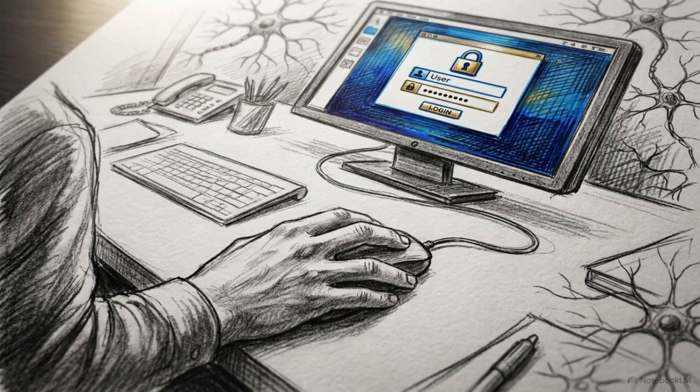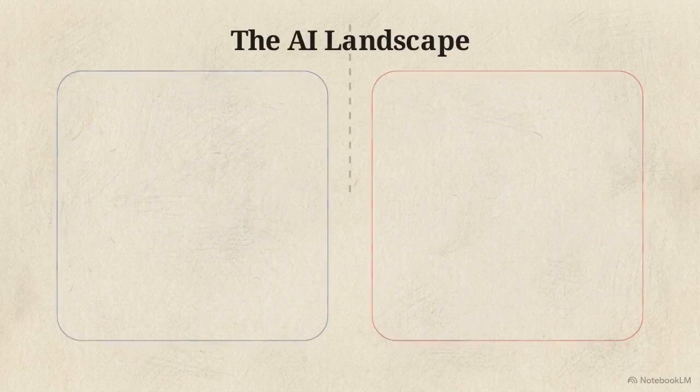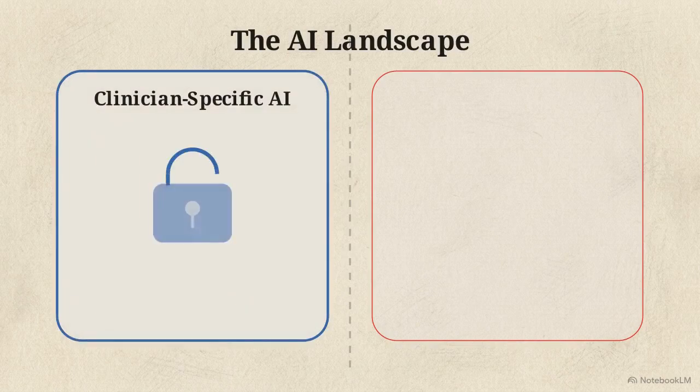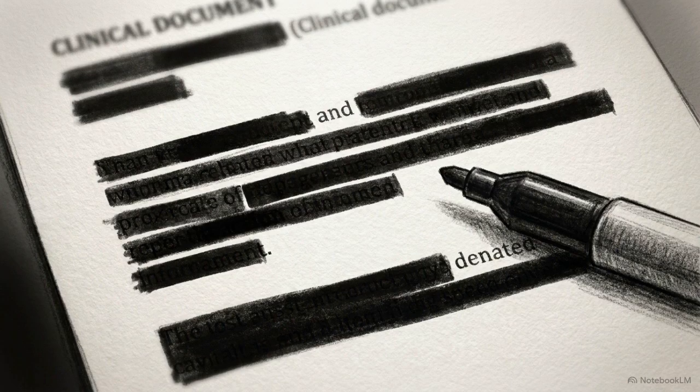Step 1 is checking your digital environment. Before typing anything, verify exactly what kind of AI platform you are looking at. Looking at this diagram, the landscape is split into two categories. On the left, clinician-specific AI tools are built with lockdown, HIPAA-compliant safeguards for client material. On the right, general-use AI platforms are open to the public and are not designed for confidential data. If you are working in that open, general-use space, you must follow the golden rule: de-identify everything.